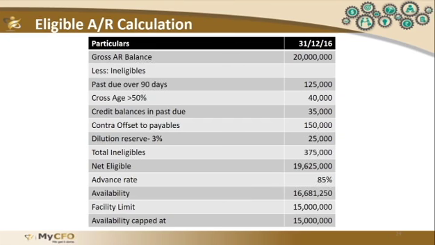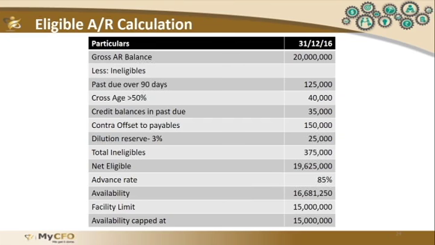Next, credit balances in past due. Now what happens is we are taking out all the past dues as ineligible. Whatever the negative balances, that is the credit balances, they are actually reducing my past due ineligible balance, so I'm going to add that back. That is credit balances in past due added back. Contra offsets to payables, which I took up a slide before: if you have an AR and AP relationship with the same party, then because that party is not going to pay you at the end, we are going to remove it as ineligible.